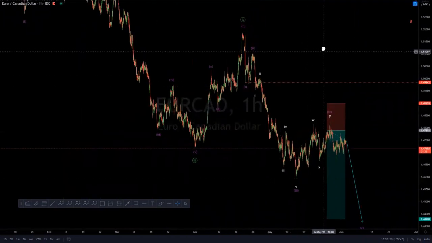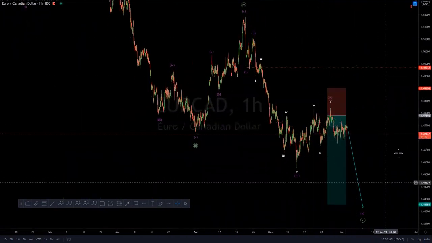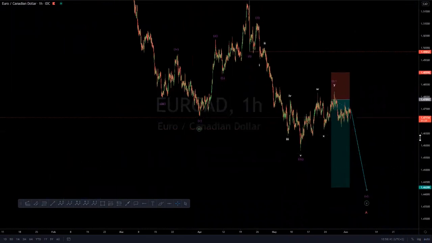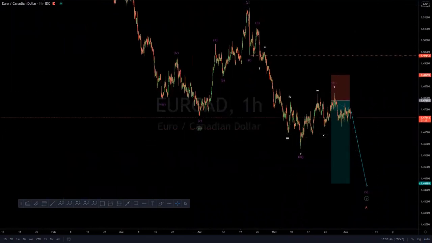Similar to the rest of the pairs, we are trading wave 5 here. So we are trading wave 5 of a wave 5. So we should see this leg here. I've been looking at this one for some time now, that this is my wave 1.